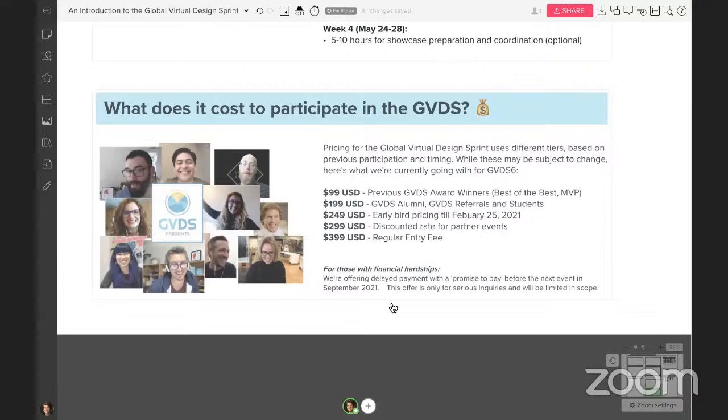For those that cannot pay, if you're suffering from financial hardships from the pandemic or from any particular situation, there is something we do called the promise to pay. I've had a few people do this in the past, where you don't pay up front for the event, but you promise to pay before we do another one of these in September. So that is an option if it's just not available to you financially to be part of the event. We do offer that as an alternative.